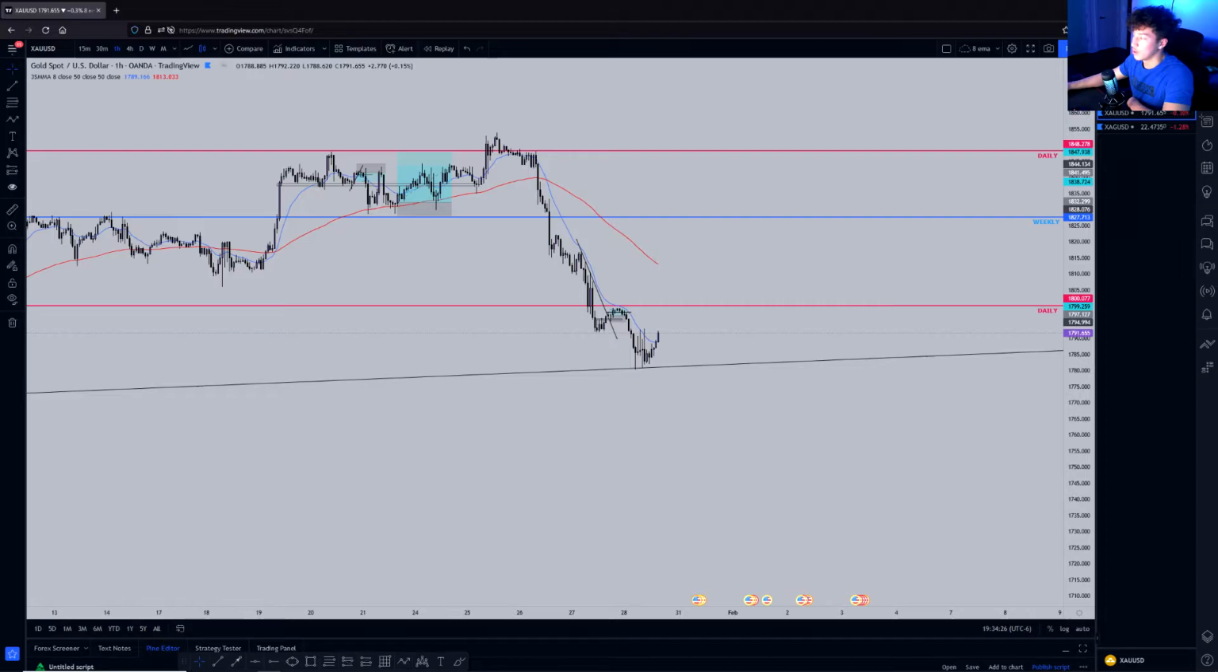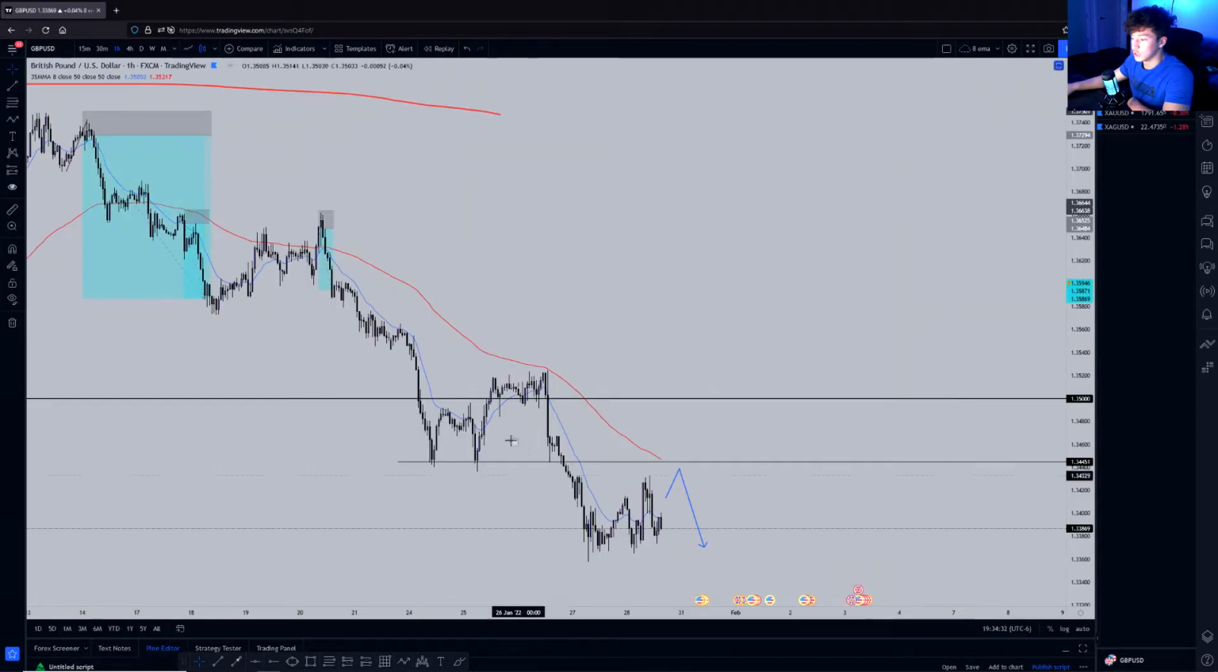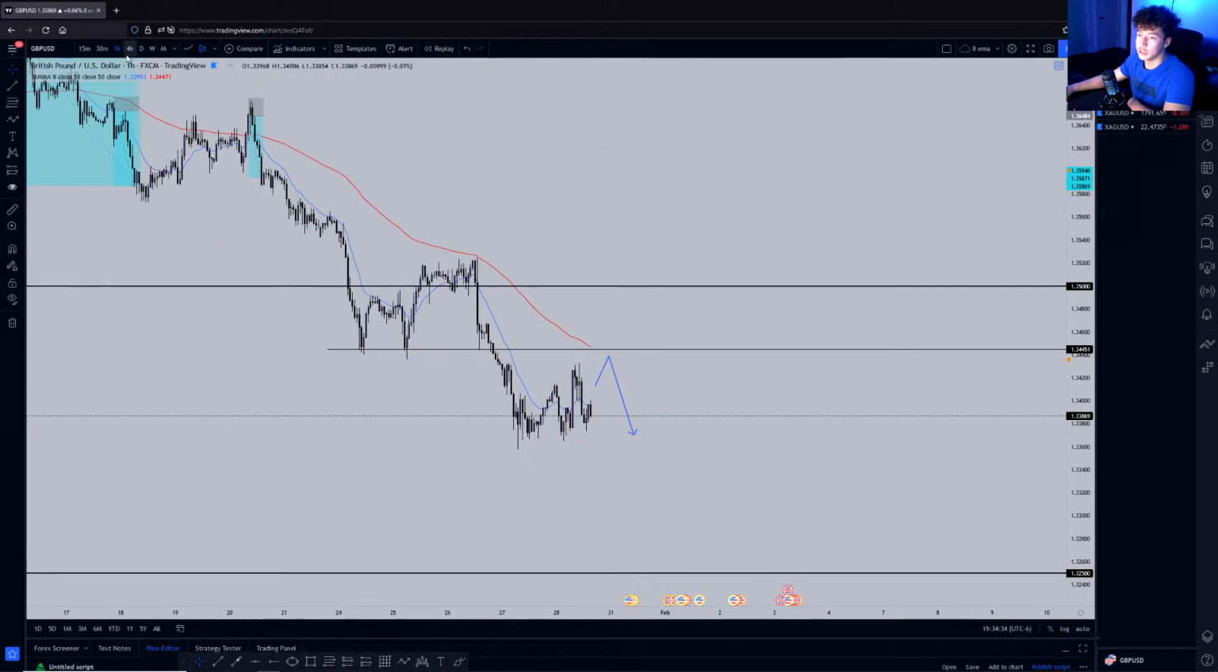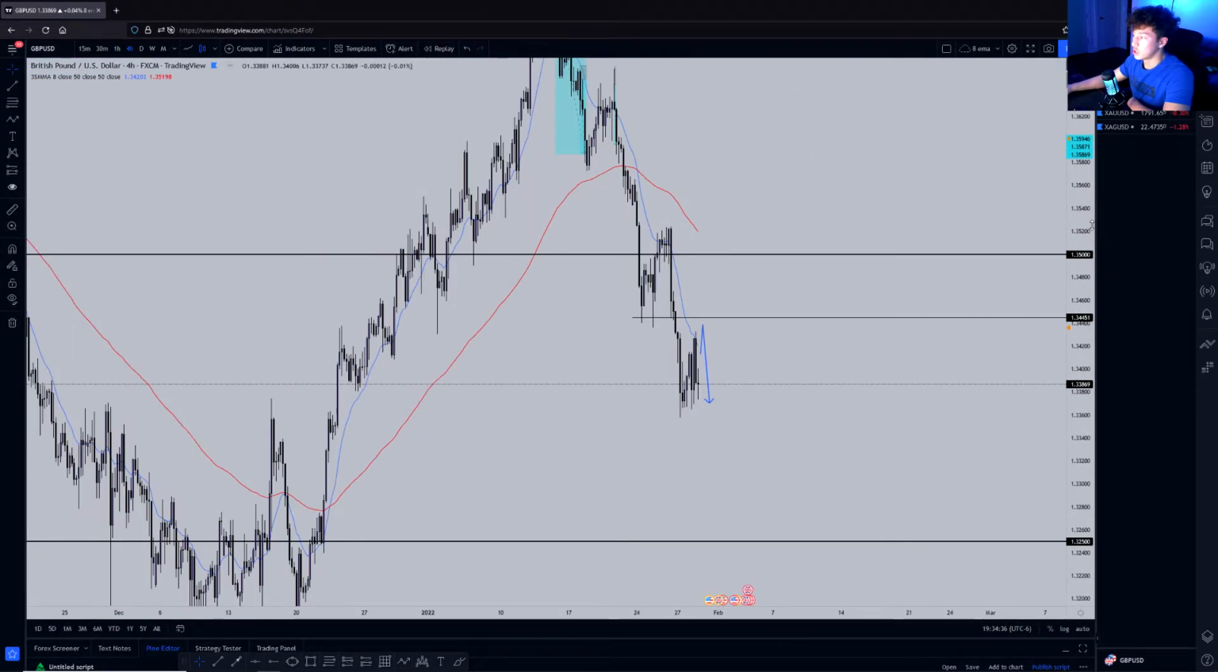So that's gold right now. I'm kind of in the middle of both. I only want to really ideally take buys on that, but we'll see what happens in the future. Now, looking into GU, it is also at a very interesting point.